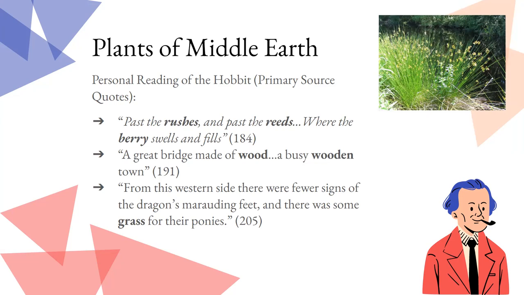A great bridge made of wood. So this is the wooden city. So we can see that humans, or these people, live very closely with the forest, building and constructing a lot of things from wood. Somebody said grass, good job, grass for the ponies. He doesn't say what type of grass. There's a myriad of grass species out there. That's a picture of a rush right there.